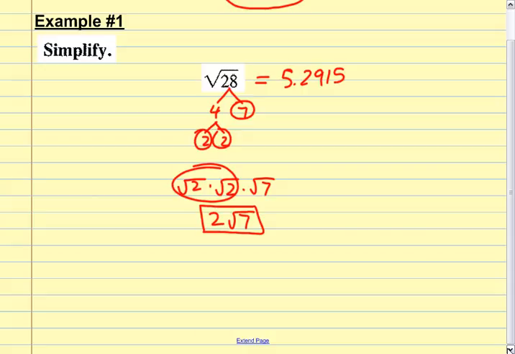5.2915. Is that what you have? Okay. Now, Jet, tell me what you've got. 5.291502622. Read that again. Is it the same? Is it the exact same thing? Okay, good. 1502622. Yep. All right? Remember, if we can simplify a radical, we want to.